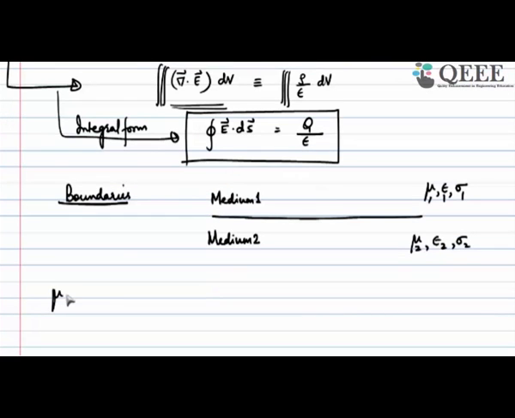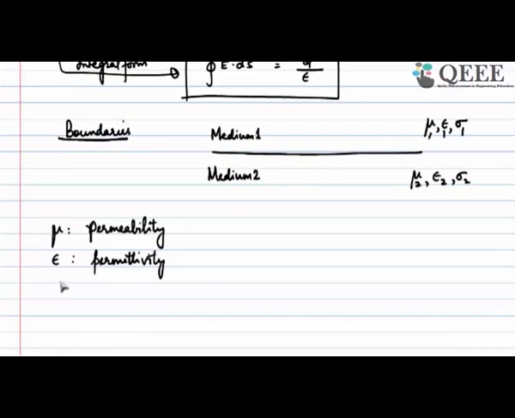By the way, this mu is your permeability, epsilon is your permittivity, you have encountered all these in your electrostatics and magnetostatics, and sigma is your conductivity. To remind you, magnetic flux density B is equal to mu times H. B is your magnetic flux density, and H is of course your field intensity, which we defined earlier.